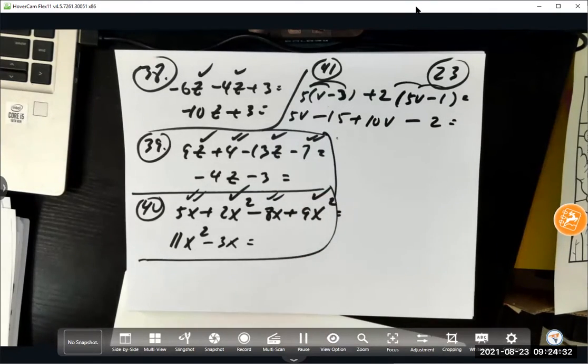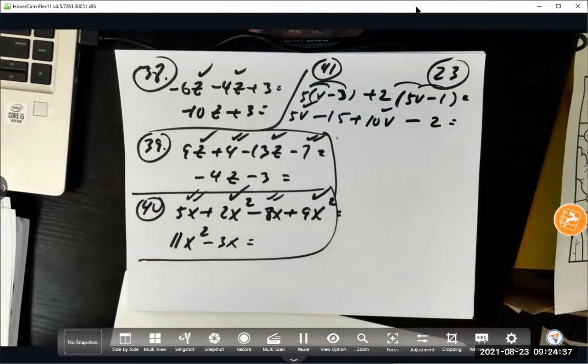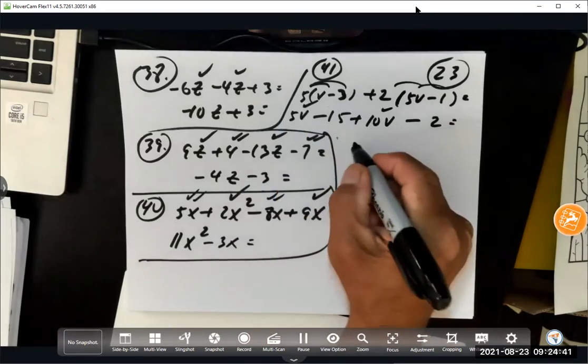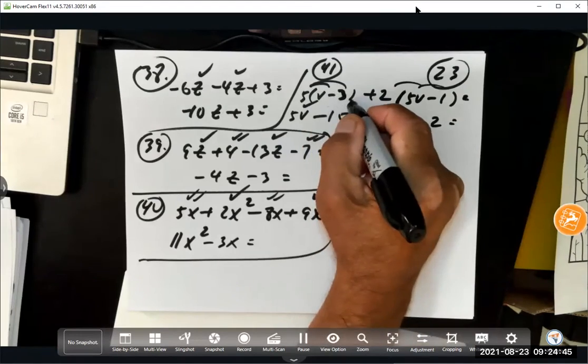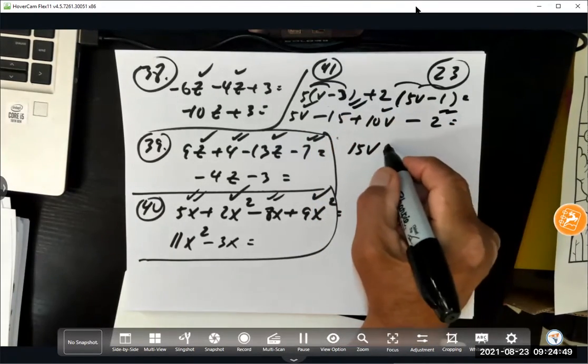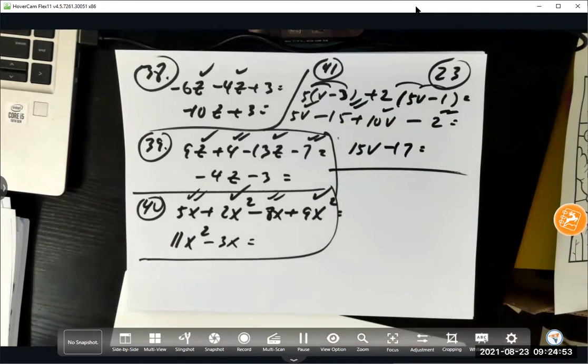So 5b minus 15 plus 10b minus 2. Okay, so I'm gonna put this together, this one and this one together. What do you think? Give me an answer. 15b. Yep. And negative 15 and negative 2, negative 17. That's it. Yeah, we're done with 41.